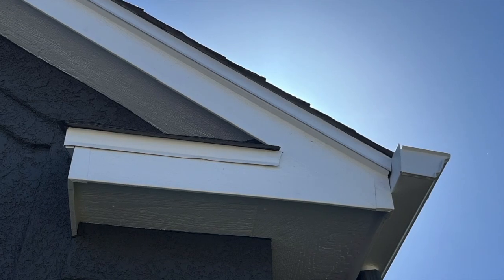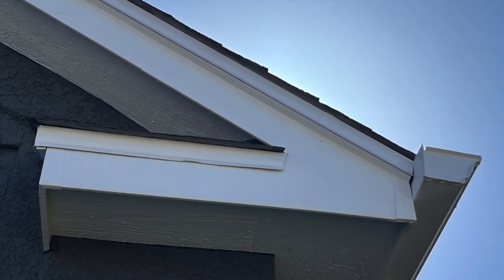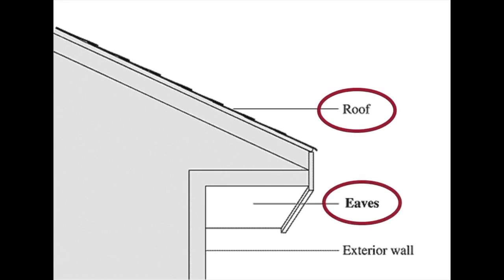So as we're figuring out how many courses of ice and water the eaves need, let's go over the vocabulary real quick. When we are factoring ice and water, you need to know the materials on top of the roof. That's what we call the roof. The board underneath the eave is considered the eaves or the soffit board. Then you have the exterior wall, which is the wall of the home that is exposed to the elements.